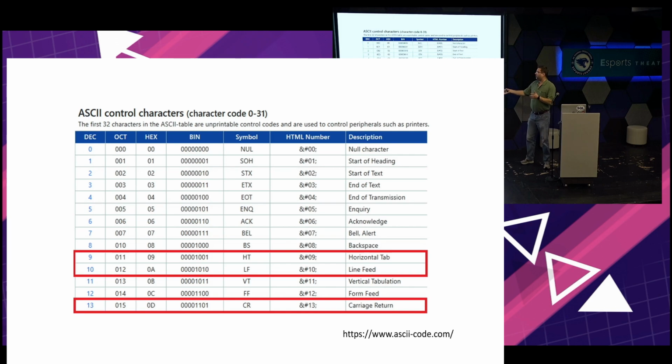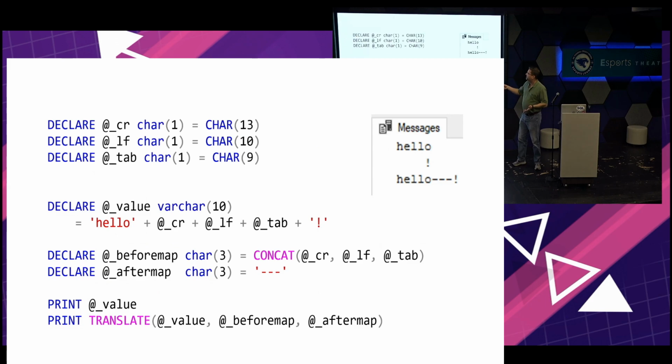So we also have these characters for horizontal tab, line feed, and carriage return. So if you get data that's coming in, like sometimes I get people who just dump data and they'll leave their carriage returns, their line feeds, and their tabs in there. So like we're seeing here, I have this hello with a character feed, a carriage return, a line feed, and a tab. So what if I set my before map to say, concatenate those as my before map and just put 3 dashes in there? When I translate that, they all fall off.